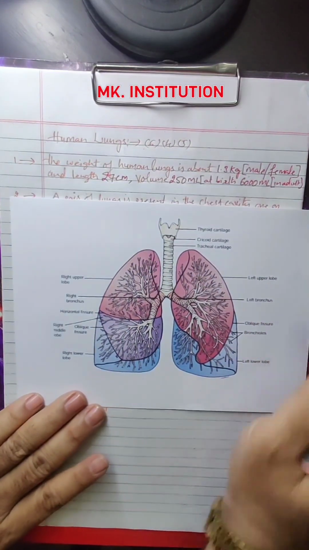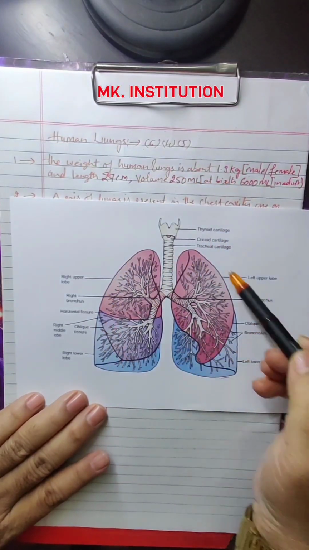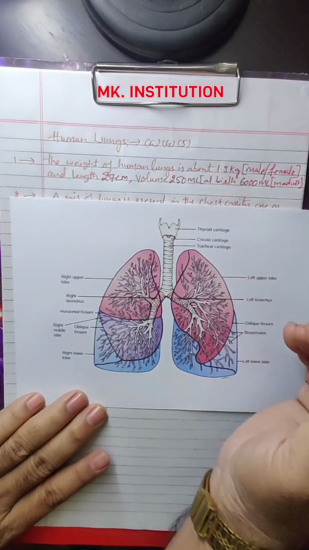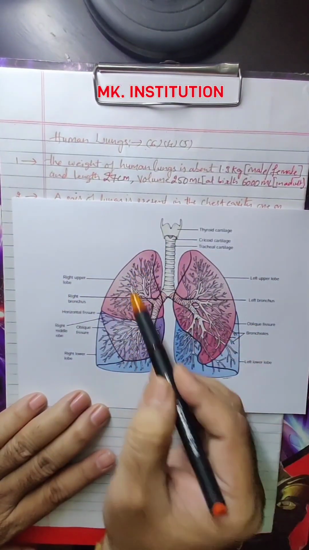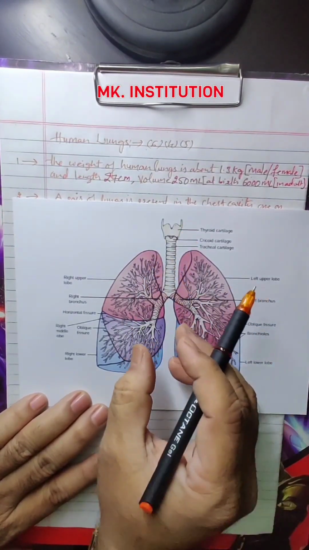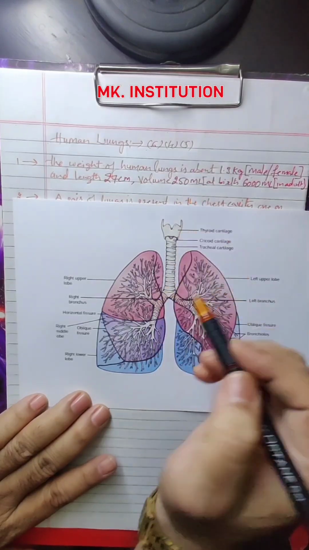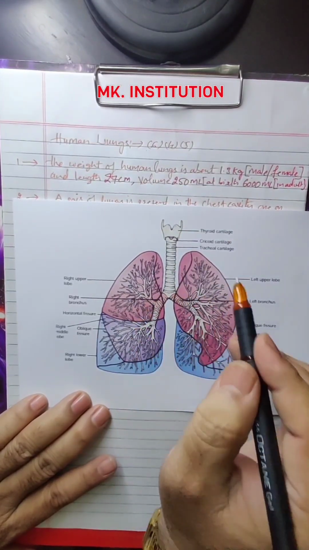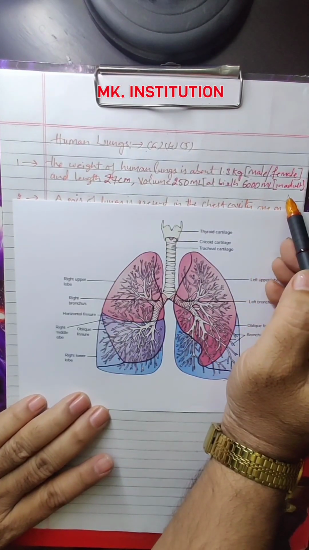Okay, so in the first point what we told you, the total weight of the human lungs is about 1.3 kgs, male and female. Good. Then the length, from here to here, is 27 centimeter. The volume indicates the capacity of the lungs to keep air inside. At birth it will be 250 ml, but in an adult it is about 6000 ml.